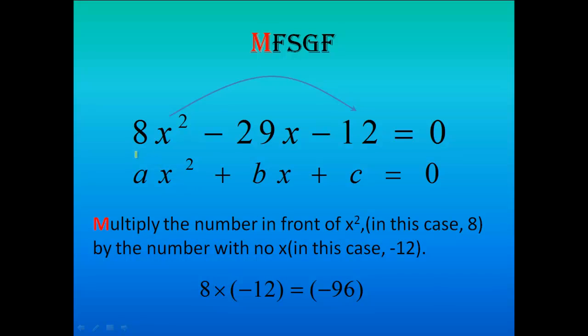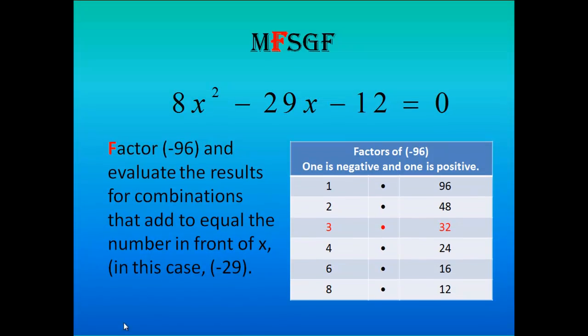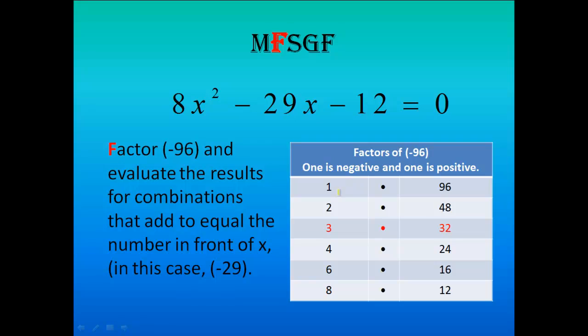Our first step is to multiply, so I'm going to multiply the number in front of x squared by the number with no x, so this is 8 times a negative 12, yields a negative 96. So we'll take that negative 96 and determine the factors that I would then add to equal the number in front of x, which in this case is negative 29. So we look through our factors. I'm going to have one negative and one positive. And my best choice is going to be negative 32 and positive 3.